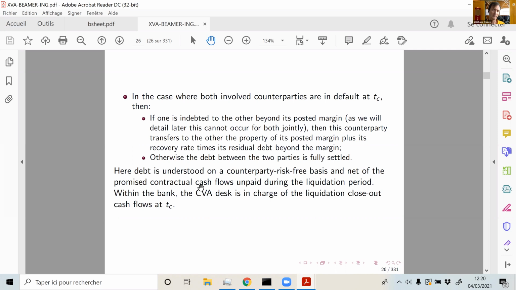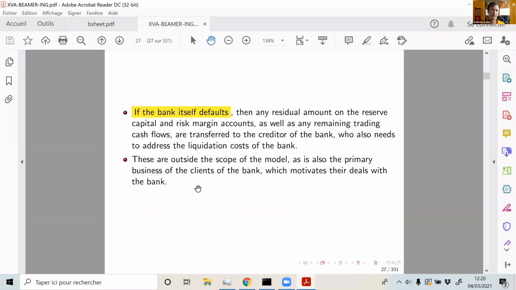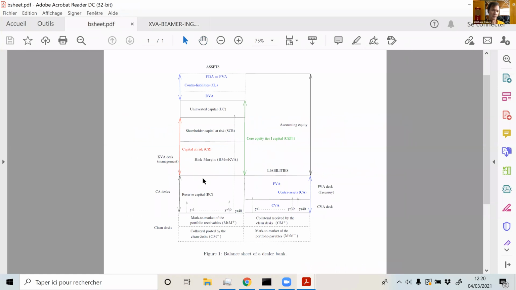Okay, the last thing is that if the bank defaults, then any residual amount on this account goes to the liquidator. It's lost for shareholders. And likewise, if the bank defaults, any residual reserve capital amount, which means any residual CVA value within the bank, is lost for shareholders and goes to the liquidator.